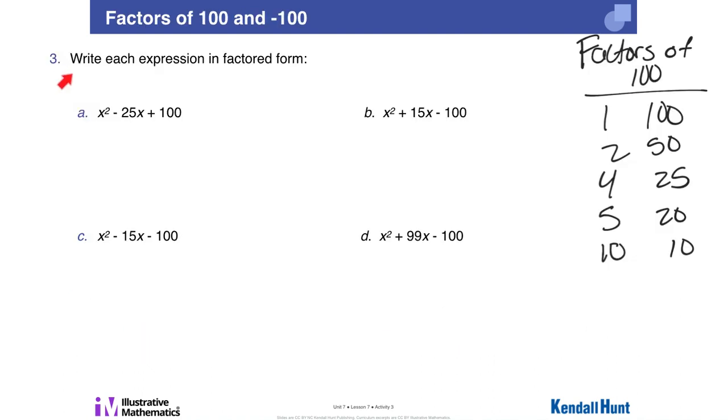We're going to skip to this part of lesson 3, where we're going to write each of these in factored form. One thing that's helpful here, if you notice, we always have 100 or negative 100 at the end. And if we just make a list of all the factors of 100, that can help us here. So 1 times 100 is 100, 2 times 50 is 100, 4 times 25 is 100, and so on and so forth. This is going to be helpful because when we're factoring, our factors are either going to add or subtract to get to that middle number in our standard form.